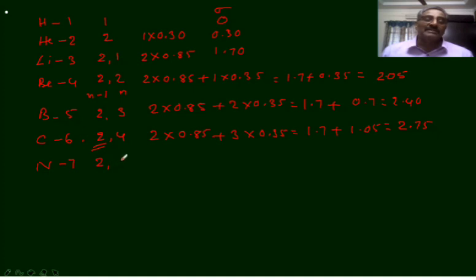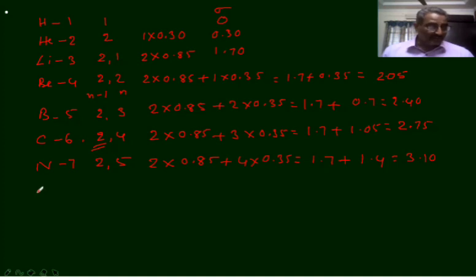For the next element, nitrogen, atomic number is 7. The electron distribution is 2, 5. So the screening constant will be 2 into 0.85. Each inner electron contributes 0.85, and there are 4 electrons in the outer shell which cause the screening effect. 4 into 0.35, that is 1.7 plus 1.4, which is equal to 3.10.